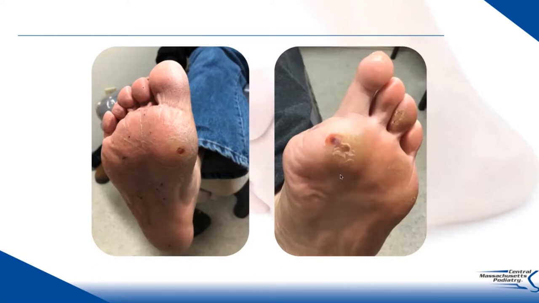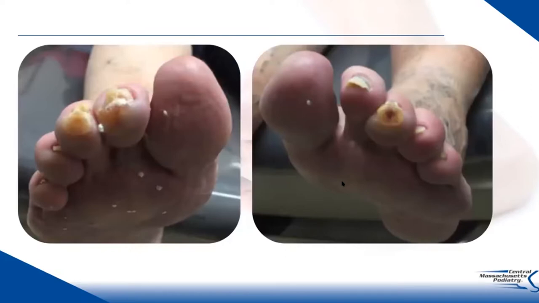Okay, those are some high risk feet. And once again, if you guys have any questions, I want to make sure I answer those. But I just wanted to start and show you some high risk feet. Here's another, this is a set, a right and a left foot. These are high risk feet, okay?